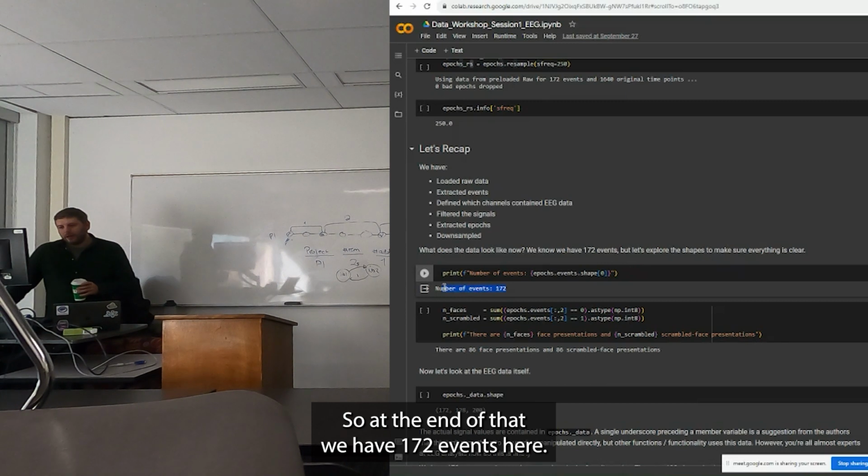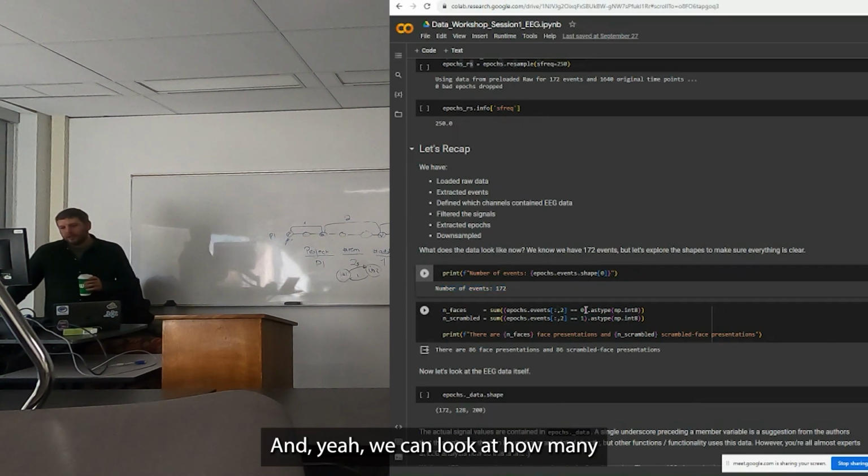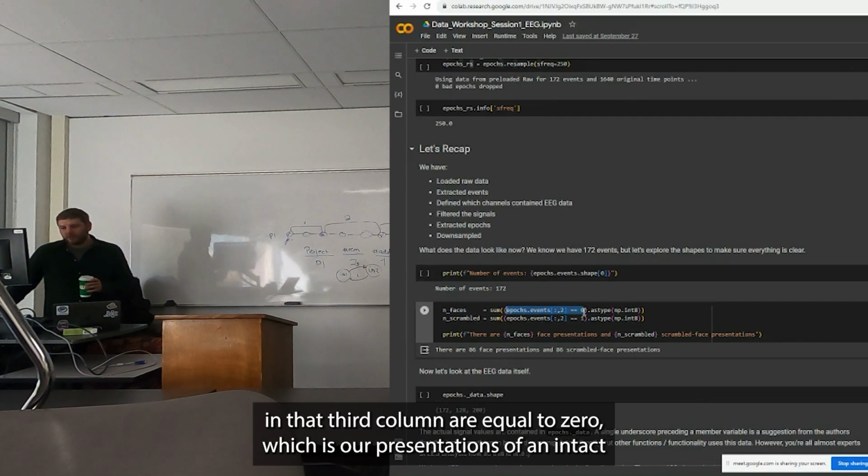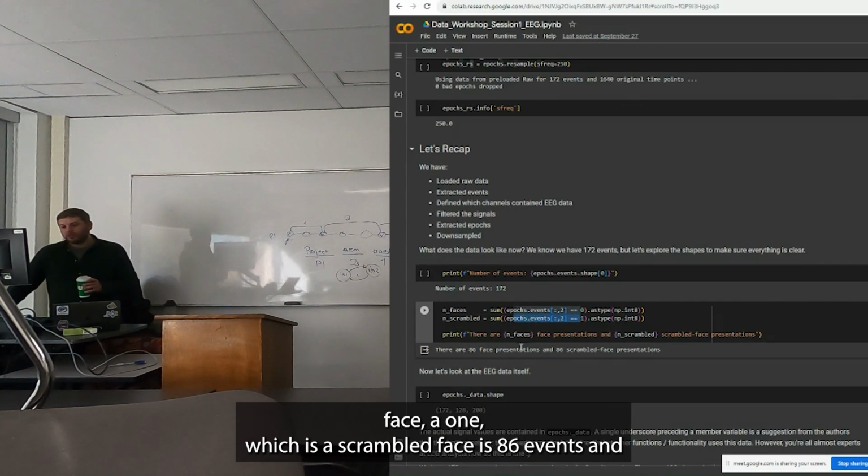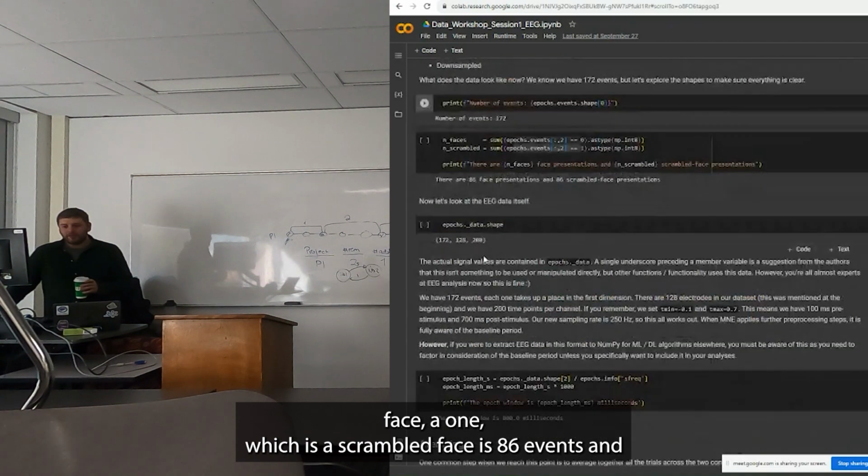So at the end of that, we have 172 elements here. And yeah, we can look at how many in that third column were 0, which is our presentations of an intact face, or 1, which is a scrambled face. Say 86 each, making up the 172 events we have.